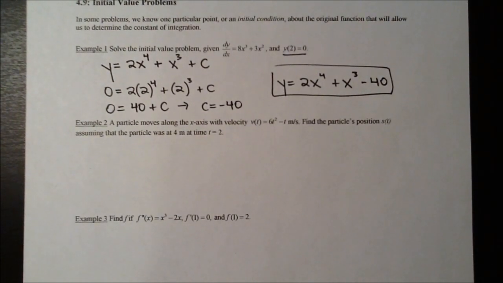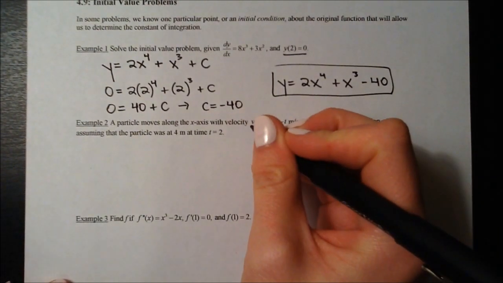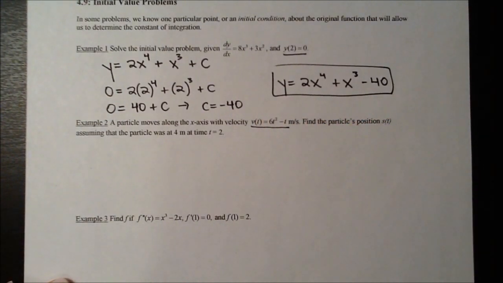So it says a particle moves along the x-axis with this function as its velocity. All right, 6t squared minus t, and that's given in meters per second. Find the position assuming that, and then it gives you an initial position. So to go from position to velocity, we take the derivative. So to go from velocity back to position, we take the antiderivative.